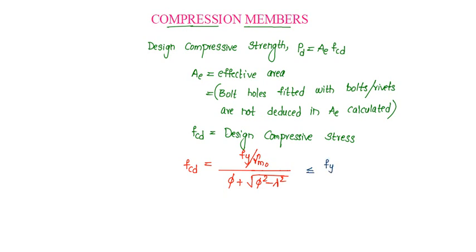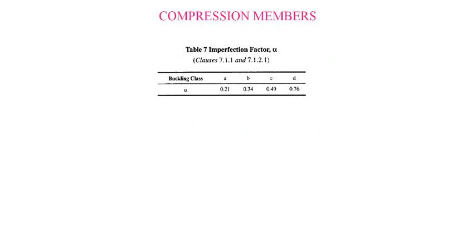to fy by gamma m0, where phi is given as 0.5 times of 1 plus alpha into lambda minus 0.2 plus lambda square, where alpha is imperfection factor, which is given in table 7 of IS 800 2007. This alpha value depends on buckling class. For class A, alpha value is 0.21. For buckling class B, alpha value is 0.34. For class C, it is 0.49. And for class D, it is 0.79.